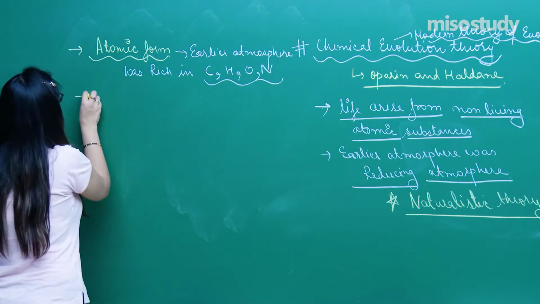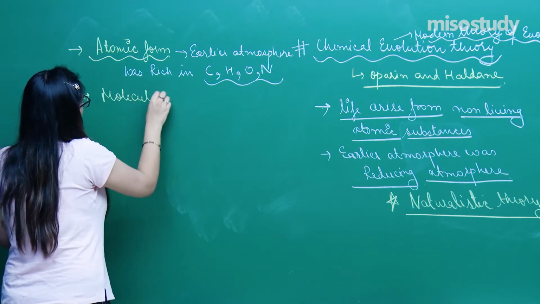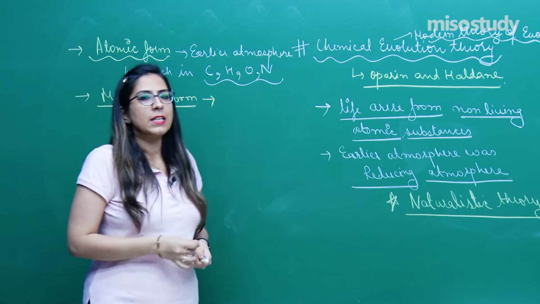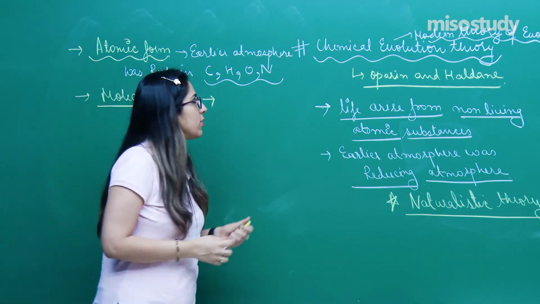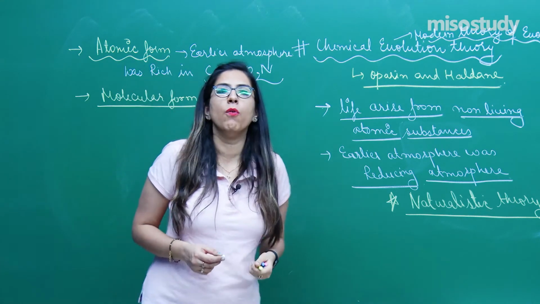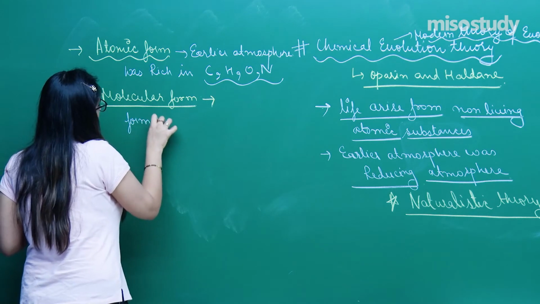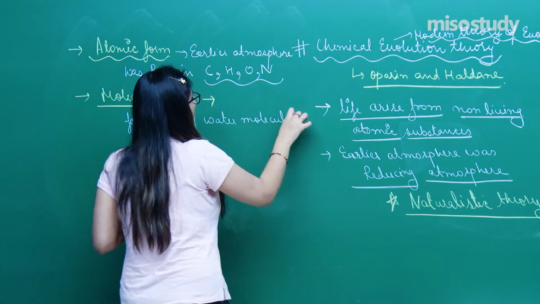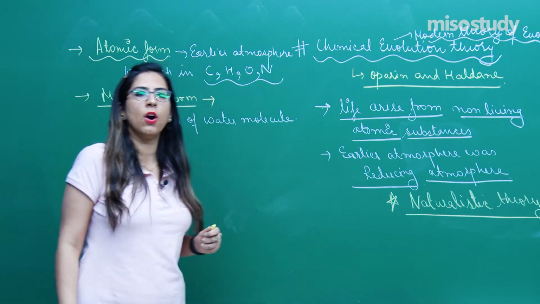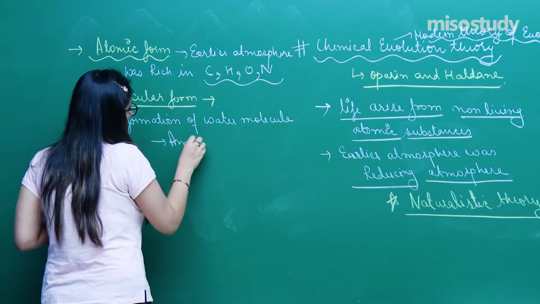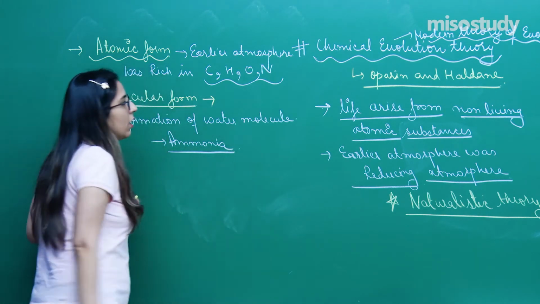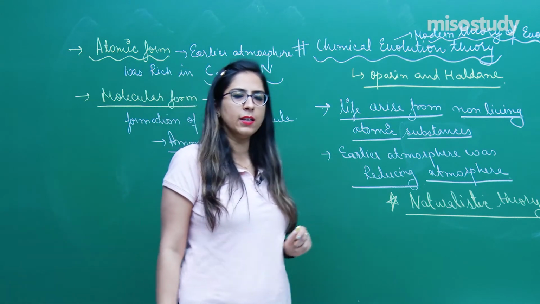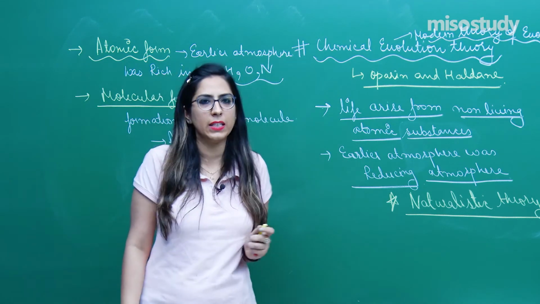After this atomic form, formation of molecular form came. In the molecular form, certain molecules come together. First of all, they combine together and there is a formation of water molecule. Along with this water molecule, there is also formation of ammonia. Not only these, molecular oxygen was not there till that time. And when did life originate? Life originated on Earth about 4 billion years back.